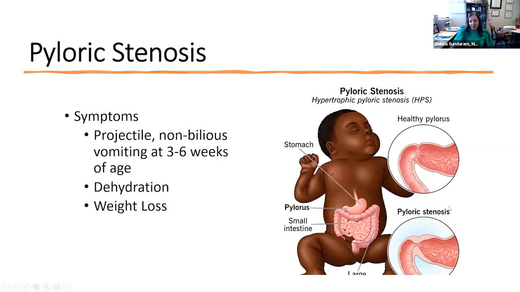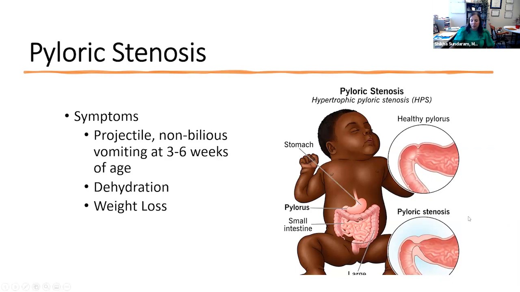And in the top of this picture, you can see a healthy pylorus and you can see that it's nice and open and food could go through pretty easily. With hypertrophic pyloric stenosis, you can see that the muscle actually hypertrophies and it's too thick. As a result of this, the space for passage of food and formula is narrowed.